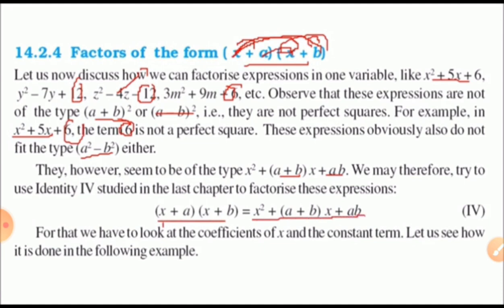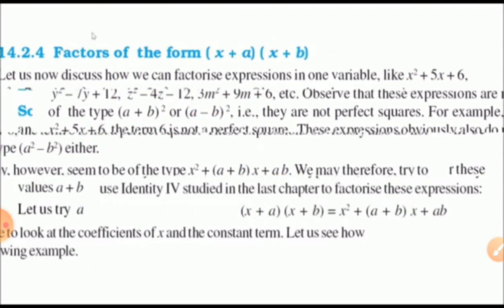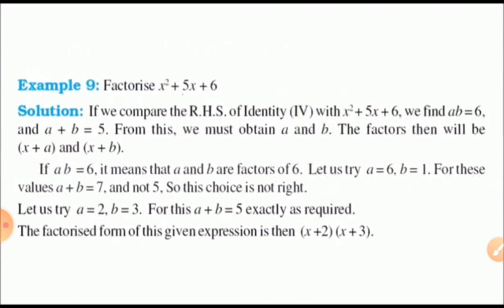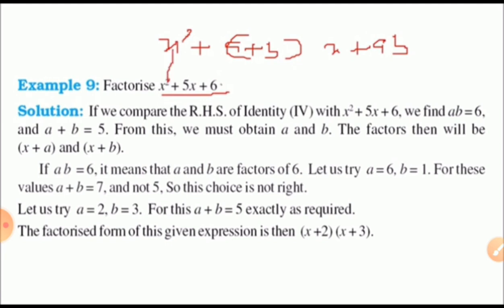(x plus a)(x plus b) will give you x square plus (a plus b)x plus ab. For that we can use it. Example number 9, x square plus 5x plus 6. Break 6 into two parts whose addition or subtraction gives 5. 3 2s are 6, and 3 plus 2 is 5. So here your answer is (x plus 2)(x plus 3). You can check it out.